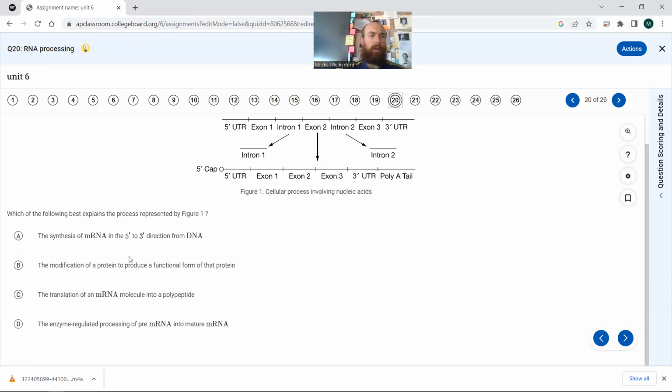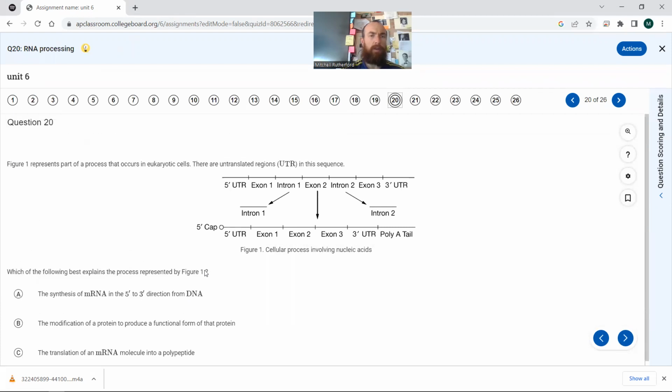Okay, 20 here. Process represented figure 1. The modification of protein to produce, okay, all right. So we're making protein, like introns, exons, that is RNA splicing. So this one is based on your knowledge of RNA splicing. I don't talk about it a lot. It's the step between transcription and translation when making a protein. You make your RNA, but then you got to modify your RNA a little bit. You got to cut it up and splice it a little bit, as you see right here.